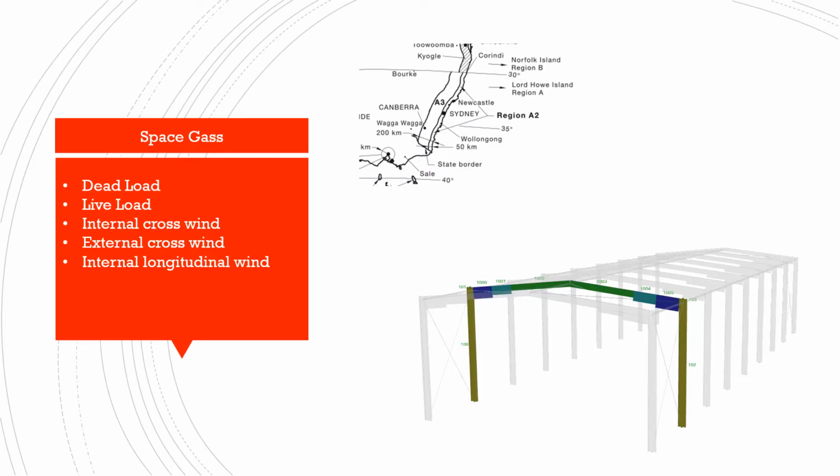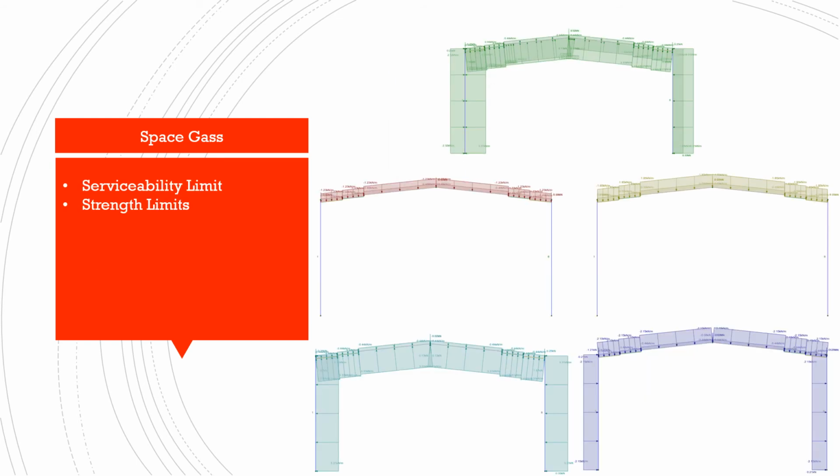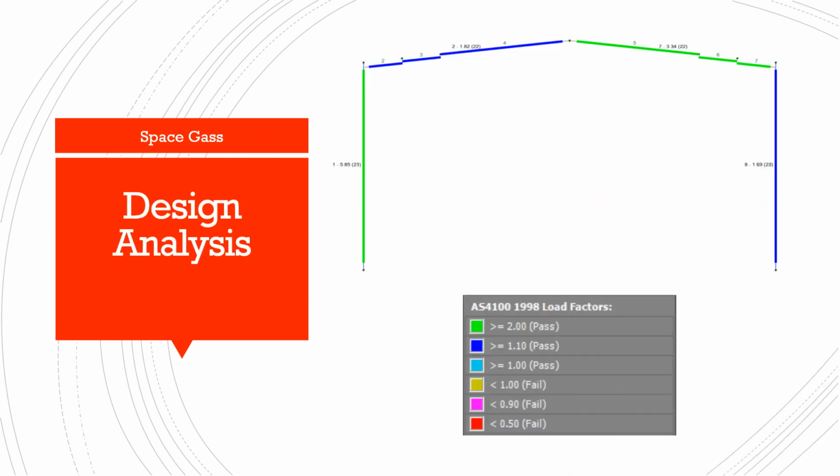We then found the wind region for Wollongong and redesigned the model in Space Gass. From there, we extracted the different loads acting on the portal frame. We then combined these loads to find the serviceability limit and different strength limits. Finally, after inputting restraints where our girts and purlins were positioned, we ran a buckling analysis and design check to discover the frame we designed could easily withstand the load factors.